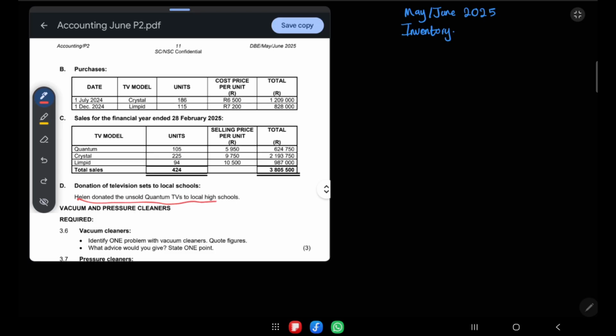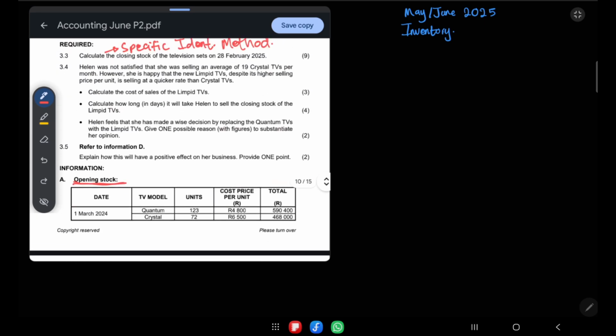Okay, we have information D, donation of television sets to local schools. Helen donated the unsold quantum TVs to the local schools. That means we don't have the closing stock. No closing stock units. Why? Because she donated the TVs that were remaining.